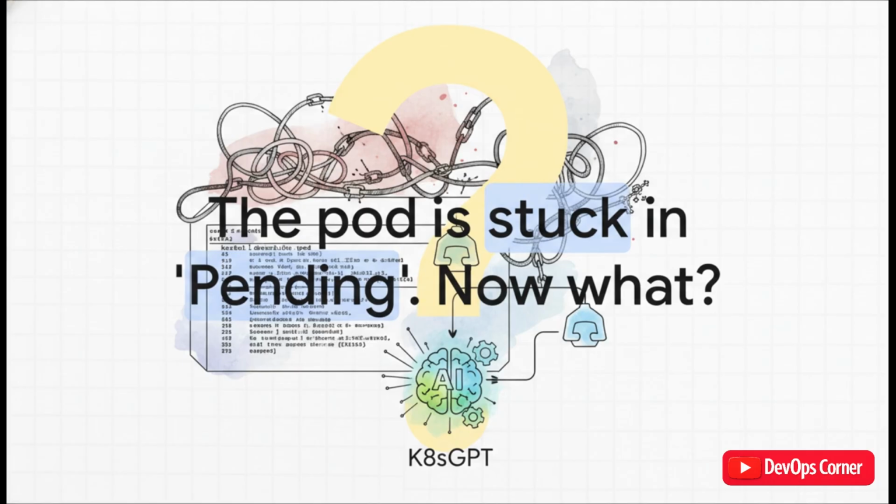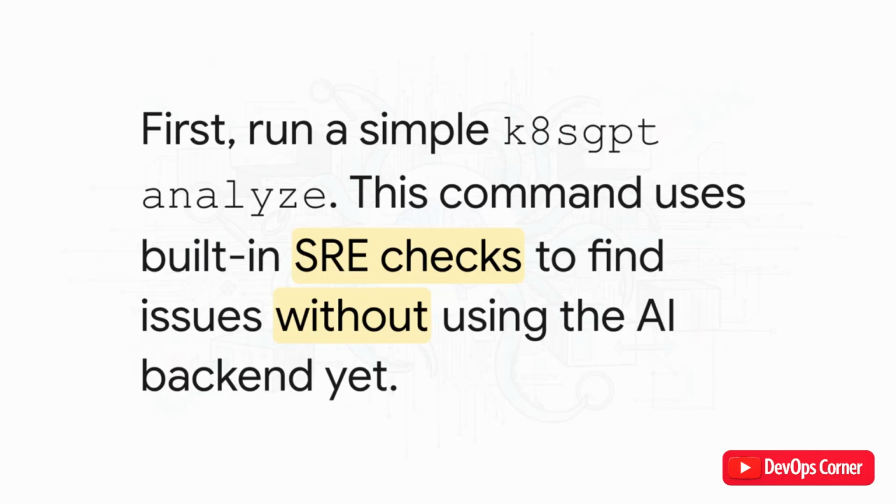Normally, you'd be running kubectl describe pod and trying to decipher what those event messages are even trying to tell you. But let's try the k8sGPT way. Okay, first step, we just run k8sGPT analyze. Super simple. This is just using those built-in SRE playbooks we talked about. The AI isn't even involved yet.